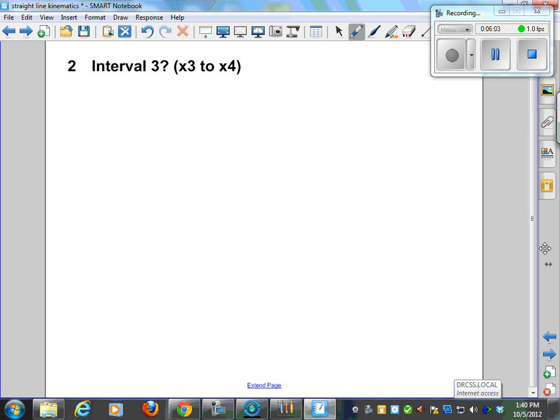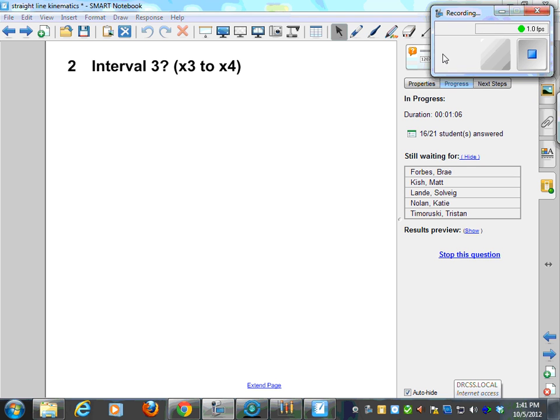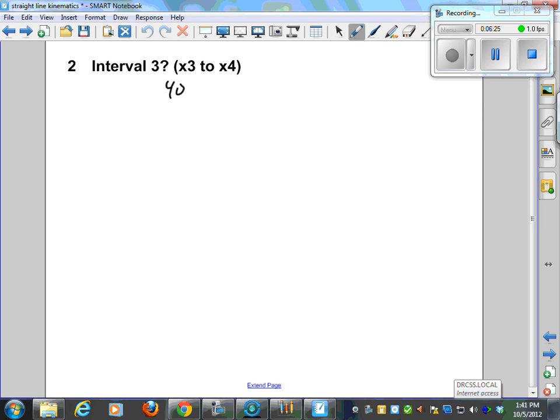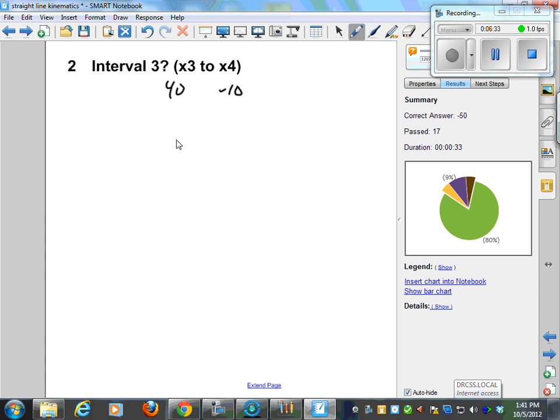Okay, try the next one, from 3 to 4. All right, so interval 3 from x3 to x4. What's the value of x3? Is it 40? Is it not from 40 to minus 10? Yep. So your displacement is? Negative 50, yeah. I put negative 50, but it says I got 0. You put subtract 50, maybe. There's no subtract.